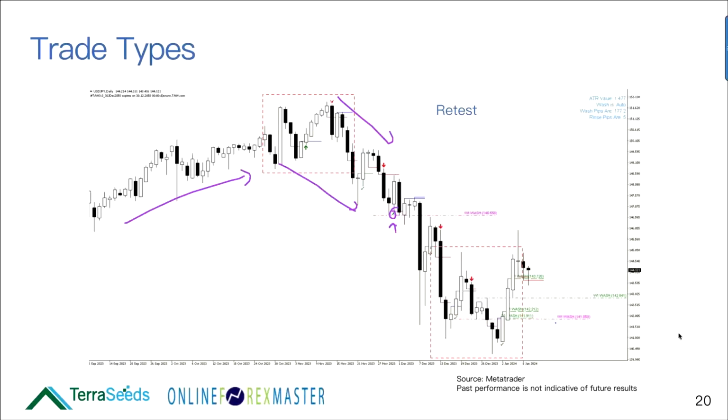So I basically shared with you 3 types where the wash and rinse work very well. Strong levels, with the trend, and a retest. So these are what we usually trade.